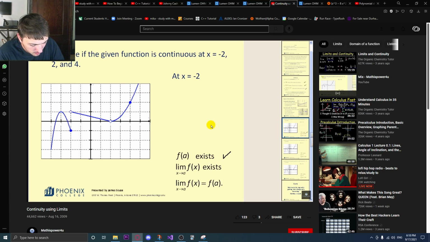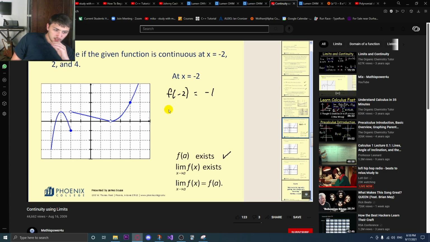First, f(a) exists. Well, in this case, f(a) would be f(-2), and f(-2) would be equal to -1 from our graph, so it satisfies that condition okay. The next condition, the limit as x approaches a must exist. So we're trying to figure out if the limit as x approaches -2 exists.